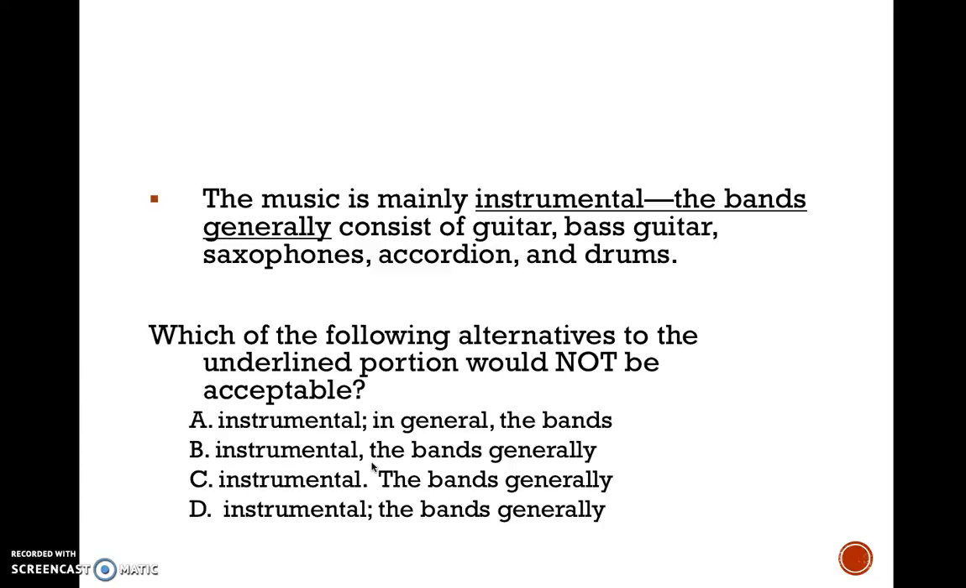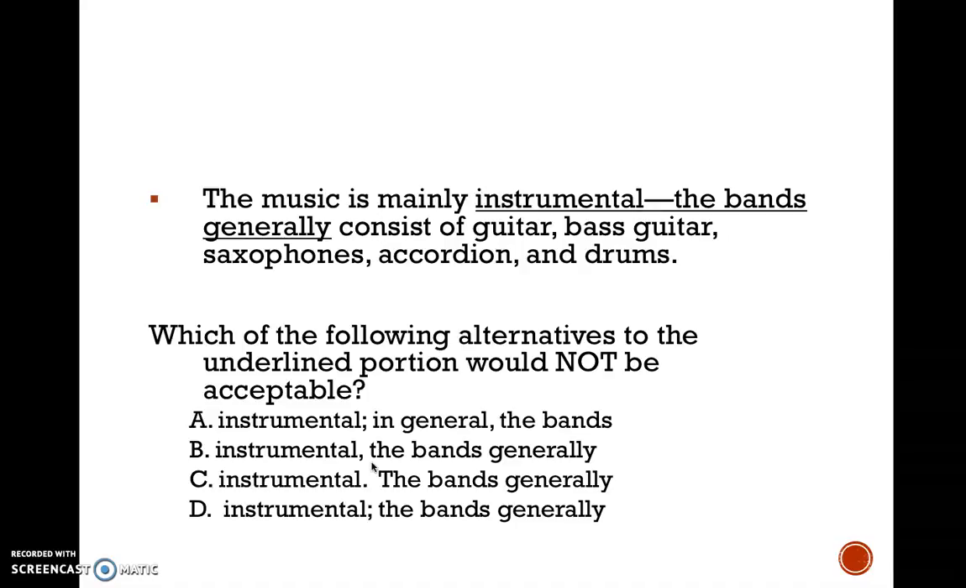All right, so here is an example. The text reads, the music is mainly instrumental. The bands generally consist of guitar, bass guitar, saxophones, accordion, and drums. And then they're going to ask you which of the following alternatives to the underlined portion would not be acceptable. As a reader, you really need to circle these "nots" and "least," because you're in test-taking mode, and test-taking mode is find the right answer. You need to make sure that you're finding the wrong answer, and it's a different kind of thought process.